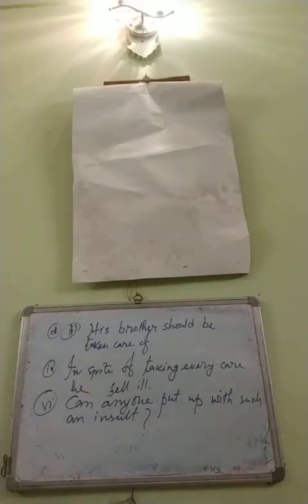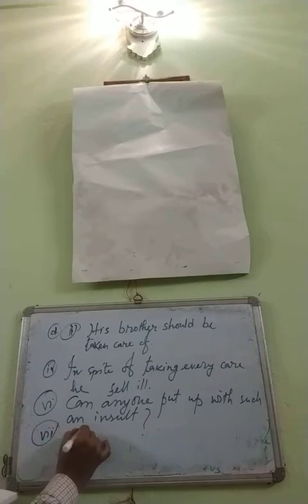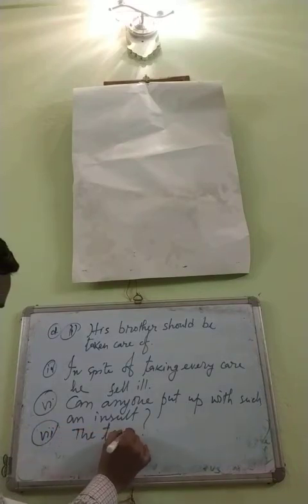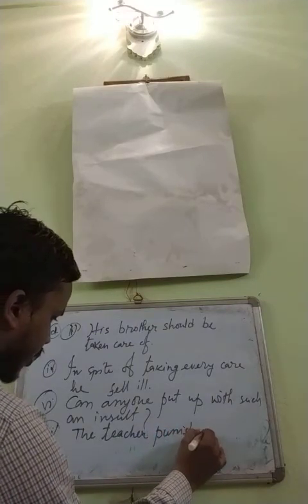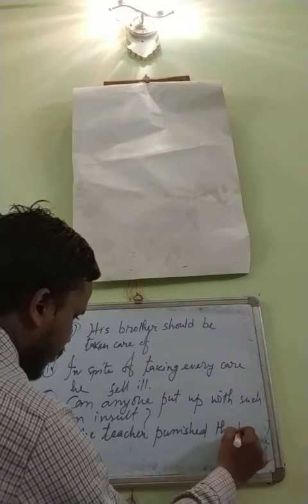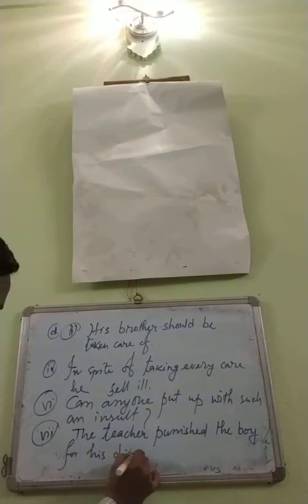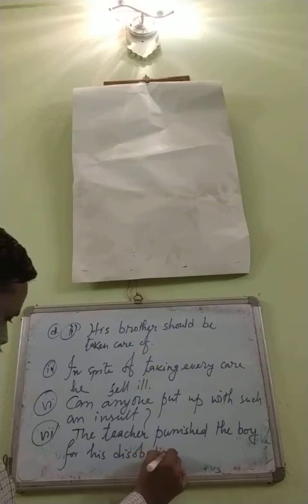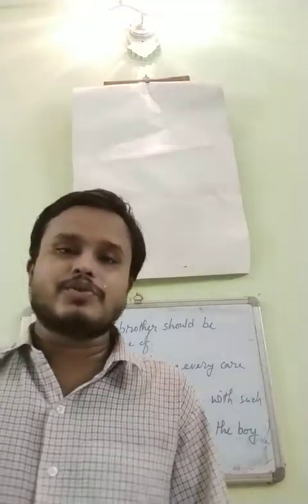Number 7. The boy was disobedient, so the teacher punished him. The teacher punished the boy for his disobedience. Last one. Very few cities are as congested as Kolkata.